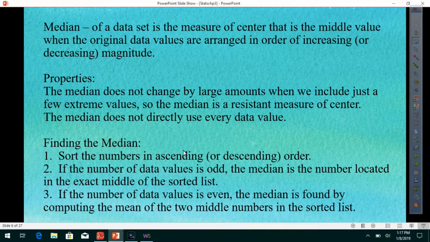Finding the median. Sort the numbers in ascending or descending order. If the number of data values is odd, the median is located in the exact middle of the sorted list. If the number of data values is even, the median is found by computing the mean of the two middle numbers on the list. All right, so I guess we need a couple of values here.